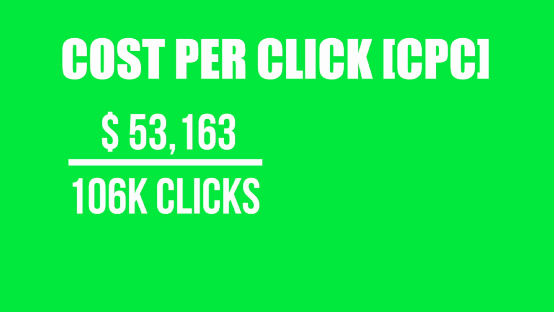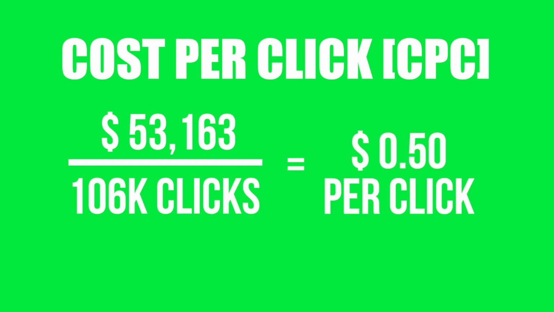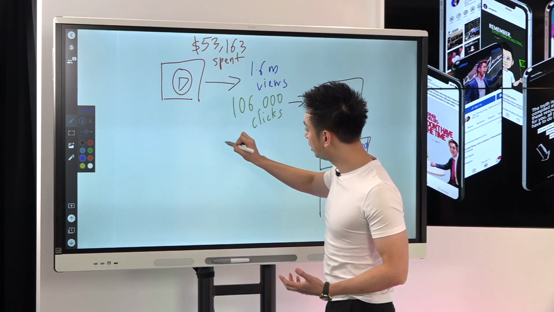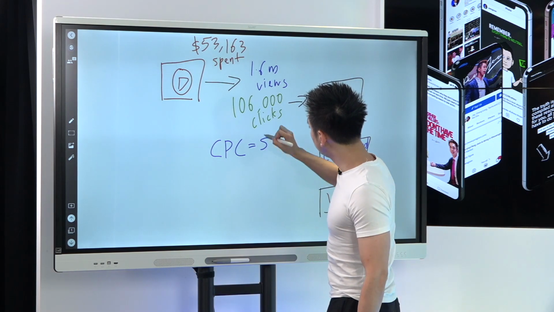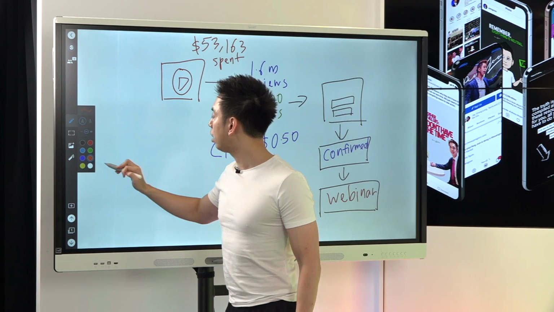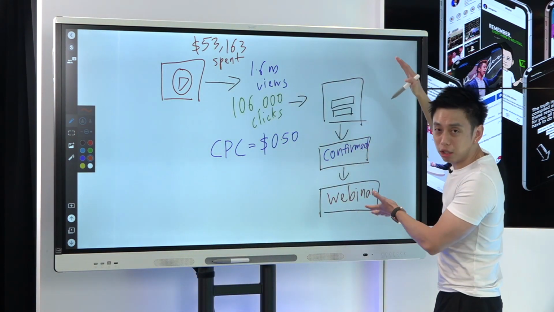53,163 divided by 106,000 clicks. So it cost me 50 cents a click. In fact, yeah, I probably could have done that mentally. So CPC equals 50 cents. Then the next thing is, how much do we know? How much is this sales process earning us?